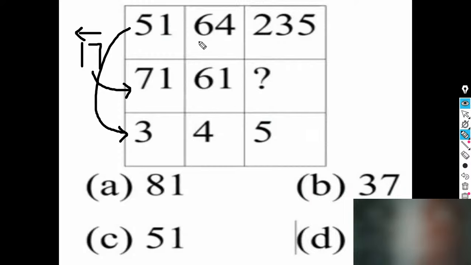In the same way, let us check for 64 and 4. 64 divided by 4 is 16, but we have exactly the reverse of digits, which is 61. So if we apply the same logic, what will be in place of the question mark? That is the question. What can be the value in place of the question mark? Just divide first and third. Next, reverse those digits. That will be the answer.